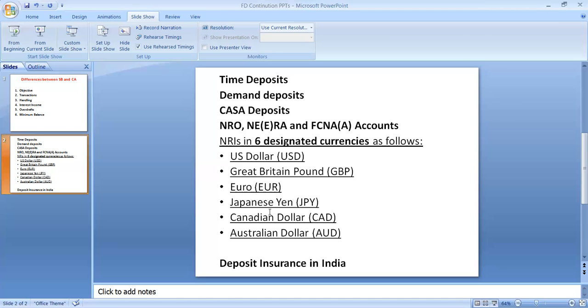Normally, when a resident becomes a non-resident, his domestic rupee account gets converted into the NRO account. This helps the NRI to get his credits which accrue in India, for example, rent or interest from investments.